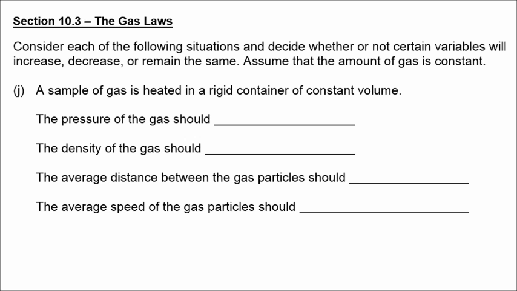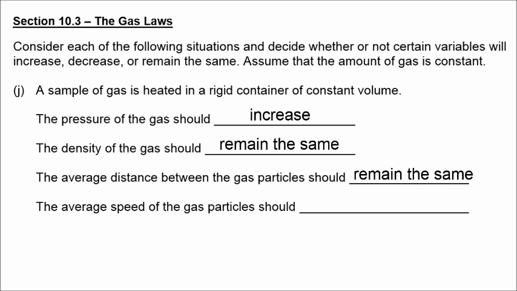Well, if temperature is increasing, then pressure should also increase because the molecules will be colliding with the walls of the container more often. And they are going to be traveling faster. The density of the gas should remain the same because we have the same mass and the same volume. The average distance between the particles should remain the same because the volume is constant and the mass is constant. The average speed should increase because the particles are hotter and therefore traveling at a faster speed because of the increase in kinetic energy.